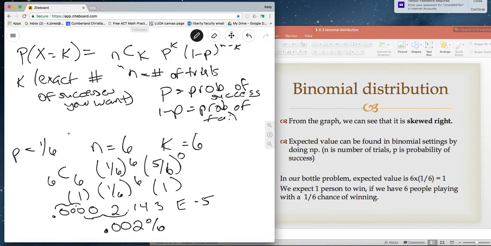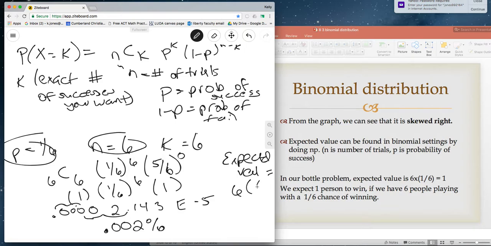So come back to our problem. This was our p. This was our n. So if I want the expected value, I would just do n times p, so 6 times 1/6, and my 6's cancel, and so 1. So it should make sense that if 6 of you buy a bottle of soda and there's a 1 in 6 chance, they kind of tell you 1 in 6 chance that somebody will win. How many people do you expect to win out of 6? Well, 1. And so that is how we get expected value.